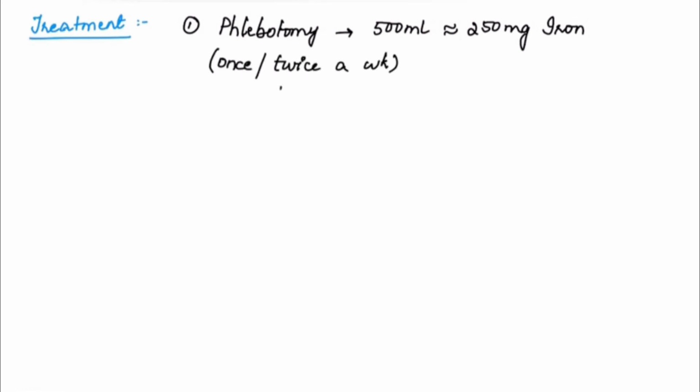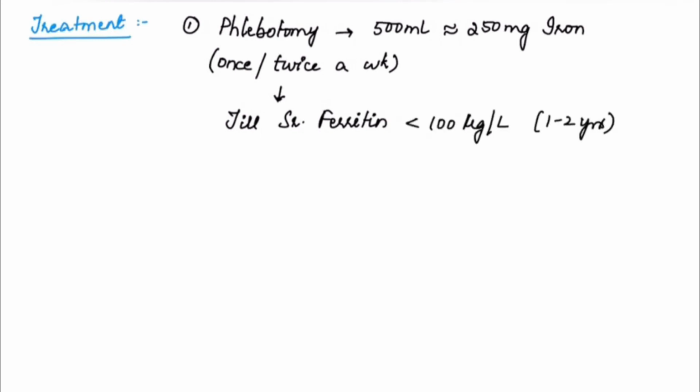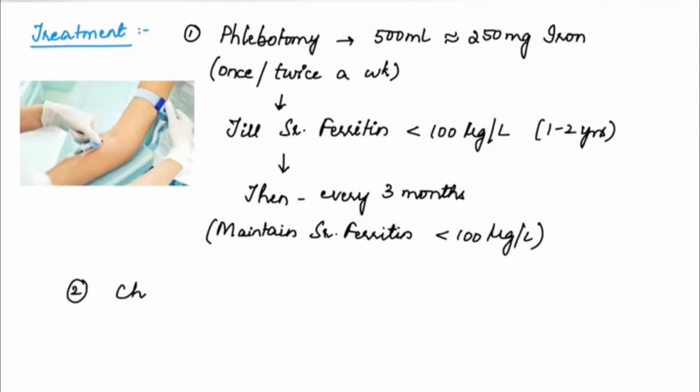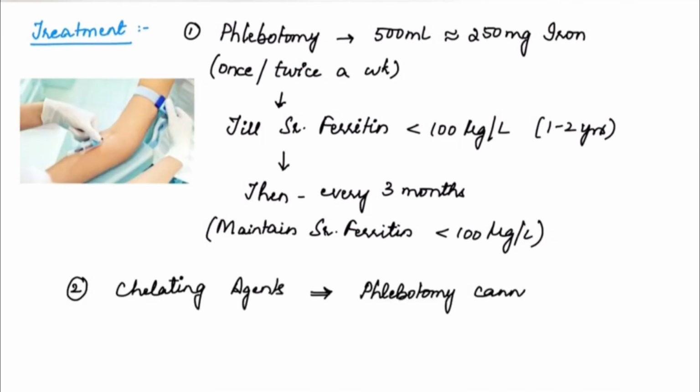This is done till the serum ferritin comes to less than 100 micrograms per liter, which takes about 1 to 2 years, and thereafter phlebotomy is done every 3 months to maintain serum ferritin to less than 100 micrograms per liter. The second method is to use iron chelating agents, and this is used when phlebotomy cannot be done, like in patients with anemia or hypoproteinemia.